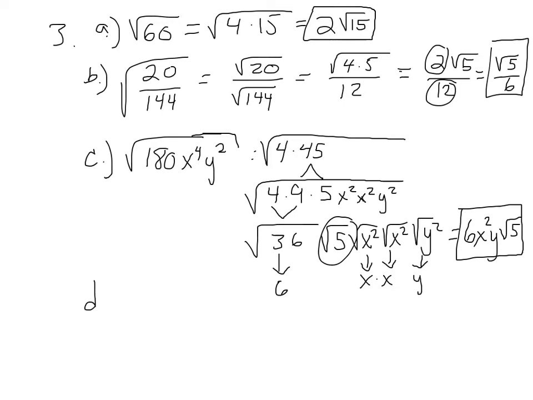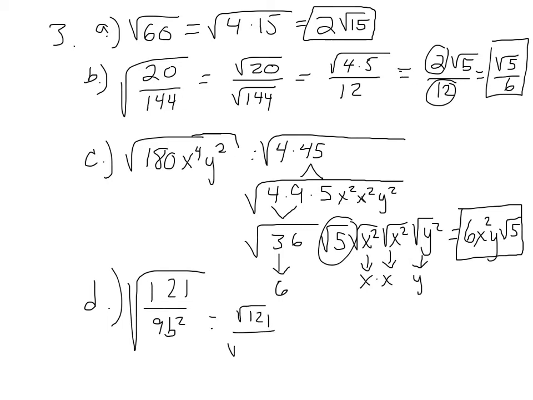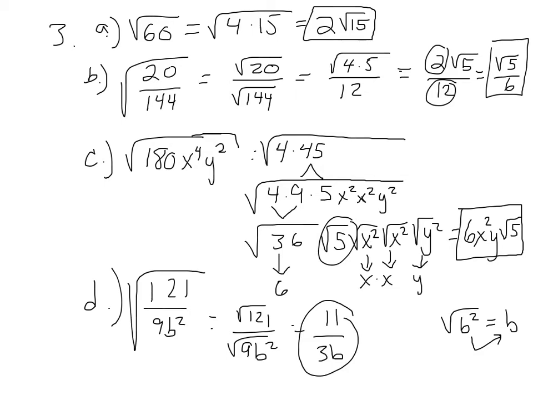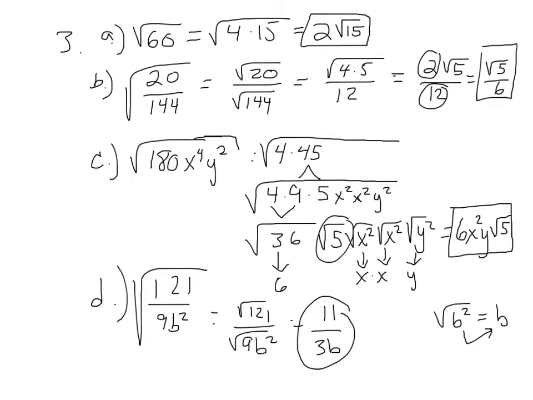Sick. Let's keep going. D. Square root of 121 over 9b squared. Split it up. Square root of the top, square root of the bottom. Square root of the top is 11. Square root of the bottom is 3 with a b. Anytime you have a number being squared, the resulting square root is the number itself. Okay, that's that. Moving right along, let's make this a little bit smaller so we can keep it all on the same page.